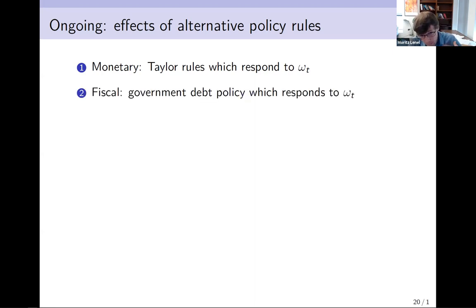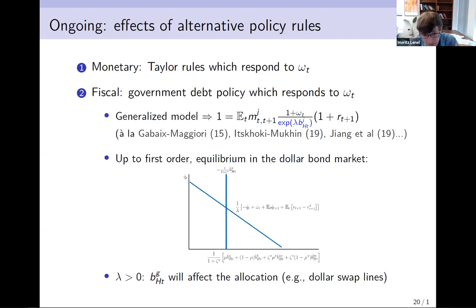Maybe even more interesting and currently relevant is to ask, how do government debt policy and the recent swap lines of central banks affect real outcomes in our setting? Our current setting cannot speak directly to these effects, because at the moment, as I showed you, in the first order conditions of the investors, only the dollar demand shock appeared.